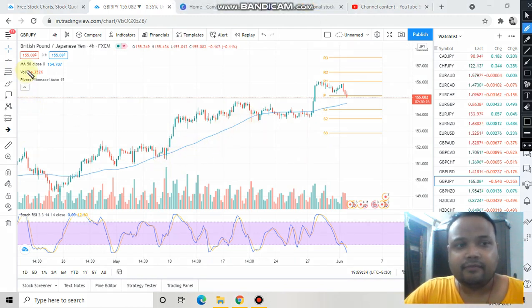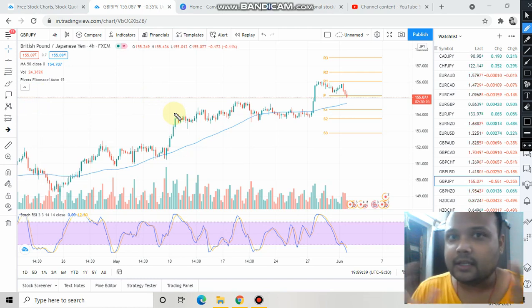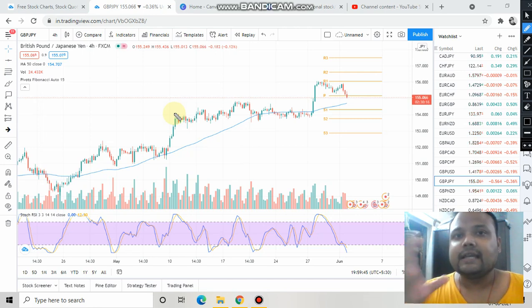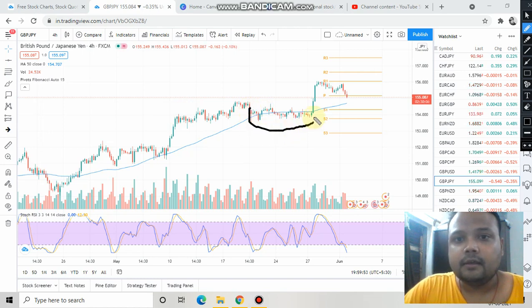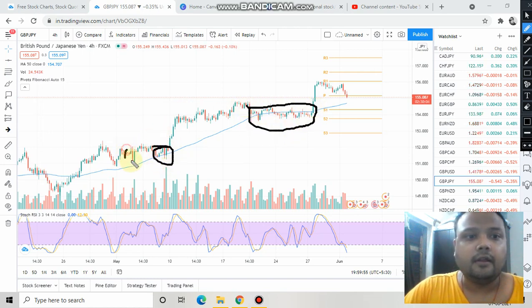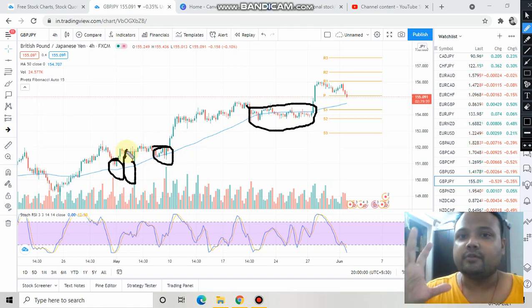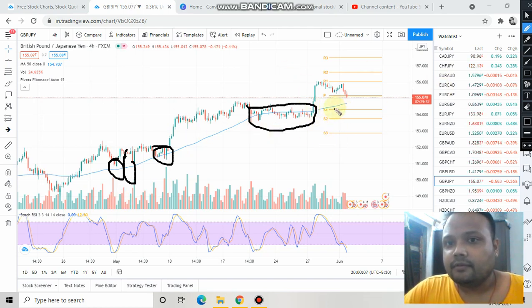You can see that this blue line is the 50 moving average, and it is doing the job of support, because whenever the market is coming down, it is getting support from the 50 moving average. The 50 moving average is trying to provide the required support to the market. You can see here, here, here and here. Whenever the market is coming down, it is getting support from the 50 moving average. Therefore our best trading opportunity is the 50 moving average.